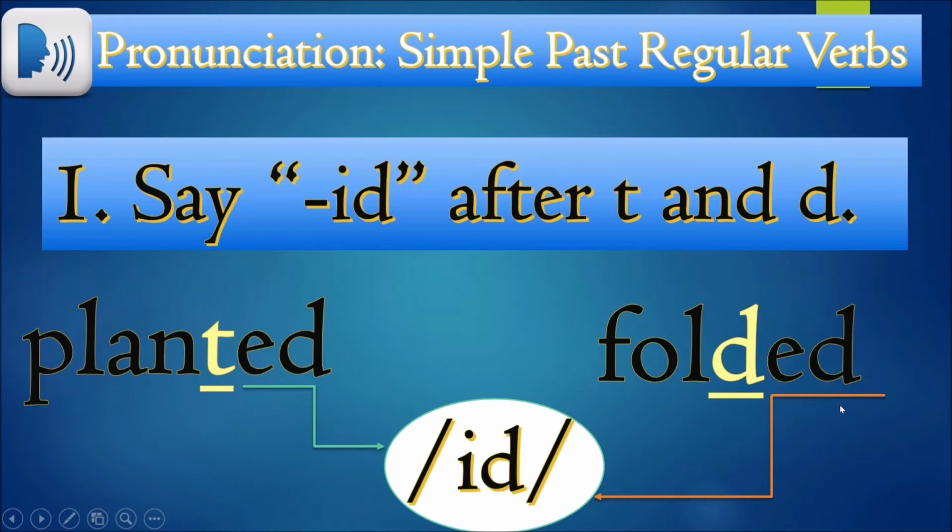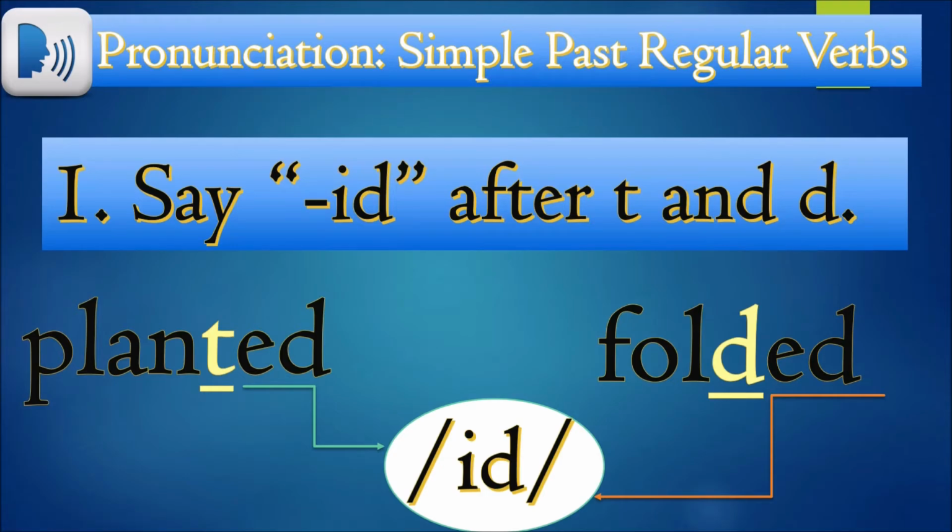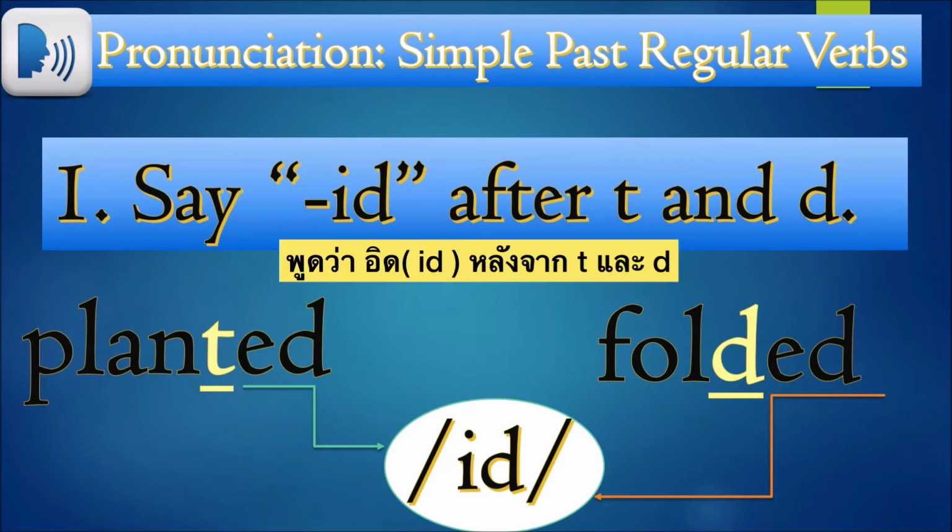Okay. So let's go to the pronunciation. How will you say the word with ed and d at the end, or the simple regular verbs? Pronunciation for the simple past regular verbs. So we have rule number 1. Say id after t and d.